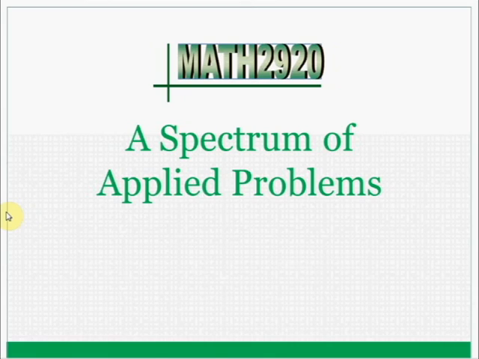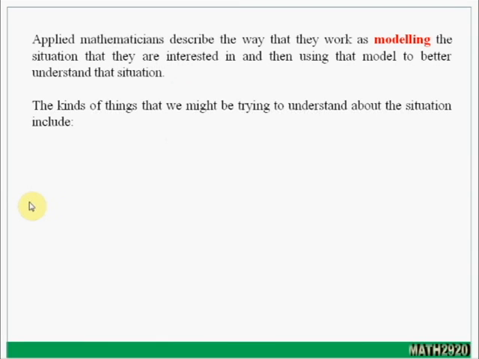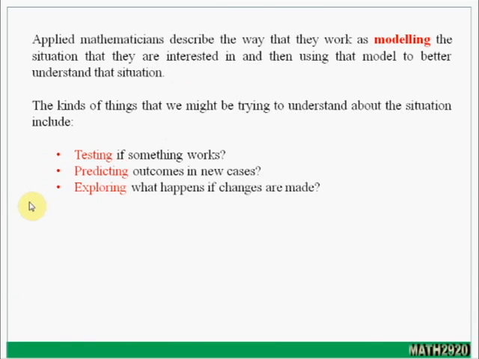We then had a little bit of a discussion in our last couple of classes about how applied mathematicians might think of the way they work, and we said that mathematicians think that they do their work by modelling, and they use the model to better understand that situation. And the kinds of reasons that we might undertake that modelling, the kinds of things we might try to understand, we discussed things like testing, predicting, exploring and explaining.